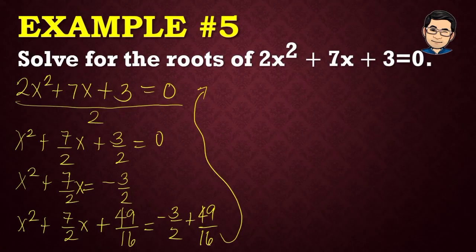So, transform muna natin siya in the form of square of binomial. The square root of x squared, that is x. Copy the sign of the middle term. And then the square root of 49 over 16, that is 7 over 4 squared. Equals, so kailangan natin kunin yung LCD nito kasi dissimilar fraction sila. Ang LCD ng 16 tsaka 2, of course, 16.